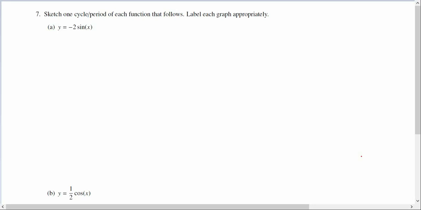Number 7, we're asked to sketch a couple of graphs, and we just want to sketch one period of the graph, and then label appropriately. So let's see this first one. I want to sketch it.